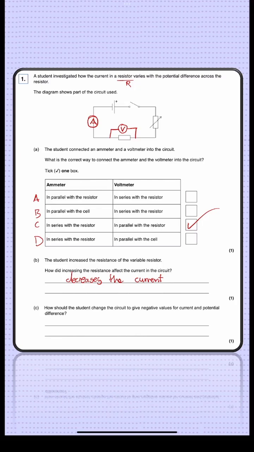How should the student change the circuit to give negative values for the current and potential difference? Negative values. So it's got an ammeter here, a voltmeter here. The ammeter might read something like 5 amps, but we want it to say minus 5 amps. The voltmeter might read 10 volts, and we want it to say minus 10 volts. What can you do? Yes, you can flip the battery. If you switch the battery around, so the long side's on the left instead of the right, then that's going to change the direction of current into the negative direction. So you just say reverse the connections of the cell. Well done. On to the next one.